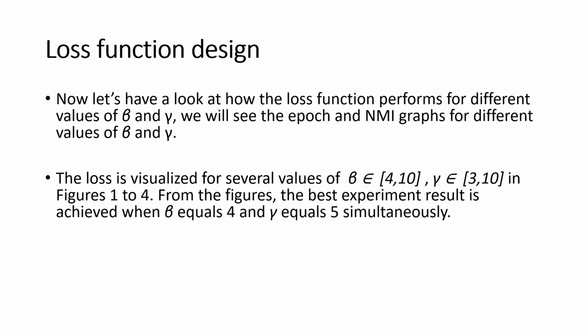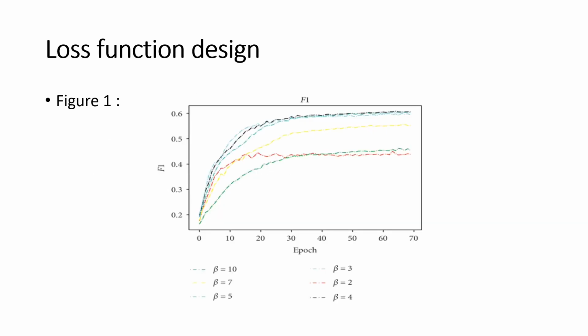Now let's have a look at how the loss function performs for different values of beta and gamma. We'll see the epoch and NMI graphs for different values of beta and gamma, and from the following figures we'll see that when the value of beta is 4 and the value of gamma is 5 simultaneously, then the loss function performs the best. So this is the figure which is a graph of F1 and epoch, and we can see that the curve where the value of beta is 4 is performing the best with respect to the curves with other beta values.